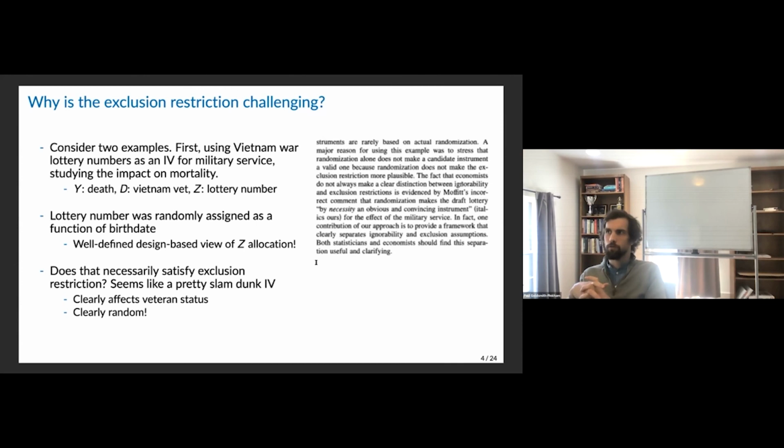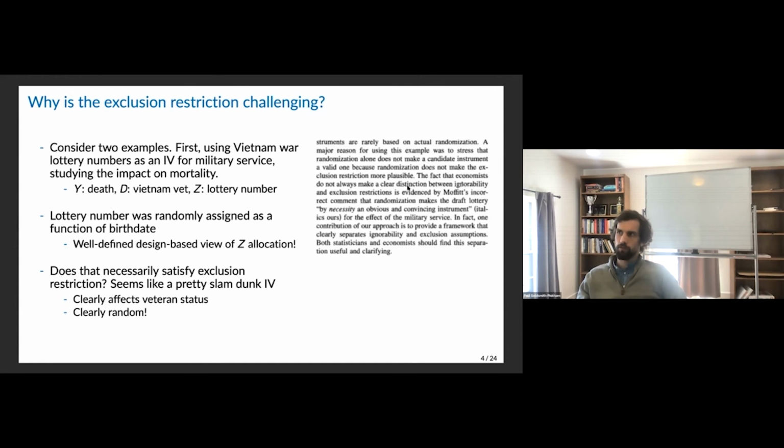And so this blurb on the right is from the Angrist, Imbens and Rubin rejoinder in the JASA, where Robert Moffitt has a point on the empirical example, where he says that randomization makes the draft lottery by necessity an obvious and convincing instrument, italics ours, for the effects of military service. That's the quote they're taking from Moffitt's point. And what they're trying to say is that the fact that economists do not make a clear distinction between ignorability and exclusion restrictions is evidenced by this incorrect comment.